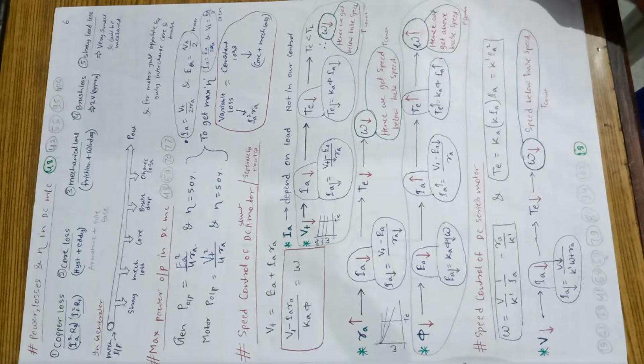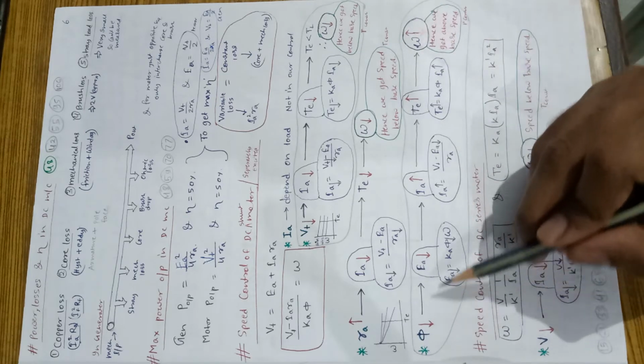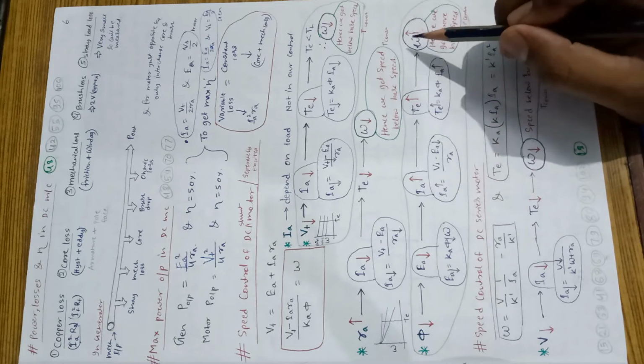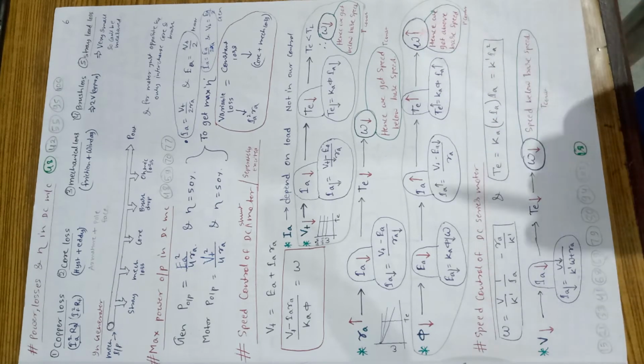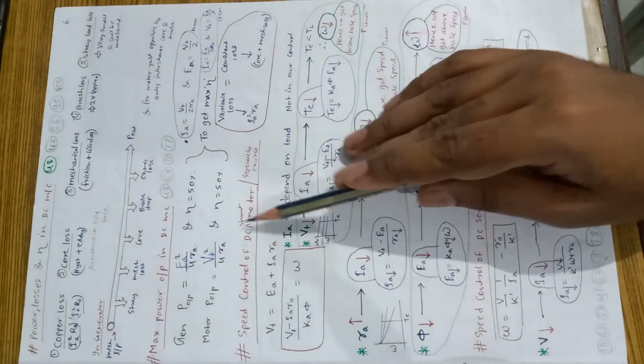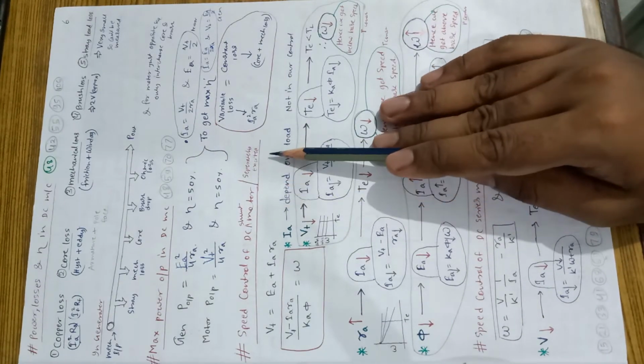So finally we understood that for variable voltage control, we decrease the voltage, we get speed below base speed at constant torque. For the variable resistance method, we increase the resistance, we get speed below base speed at constant torque. For the variable flux method, we decrease the flux, we get speed above base speed at constant power. This is the main thing that we need to remember. This was for DC shunt motor and separately excited.